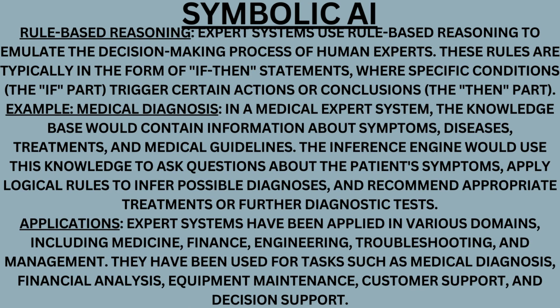Rule-based reasoning. Expert systems use rule-based reasoning to emulate the decision-making process of human experts. These rules are typically in the form of if-then statements, where specific conditions, the if part, trigger certain actions or conclusions, the then part.